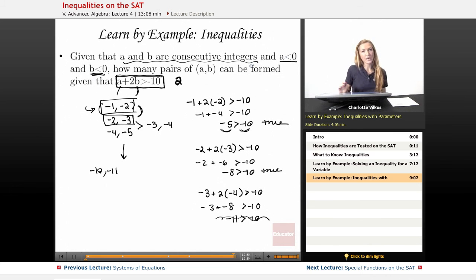And these are pretty reflective of the types of inequality questions that you would expect to see on your SAT. You'll see if you go through the College Board Blue Book.